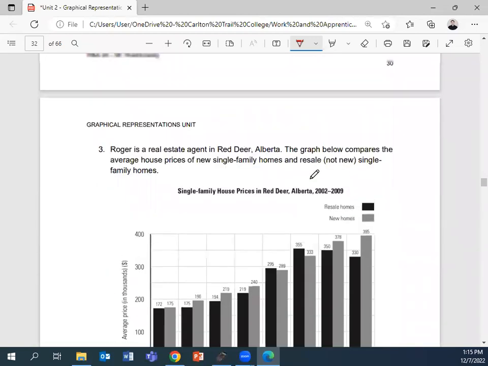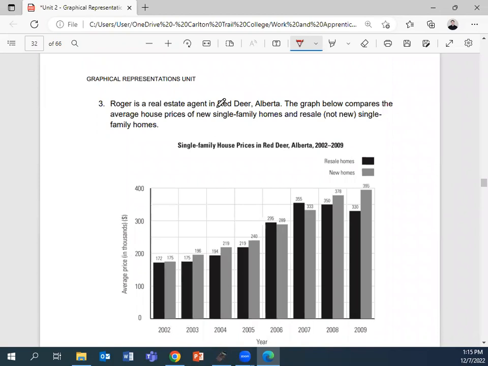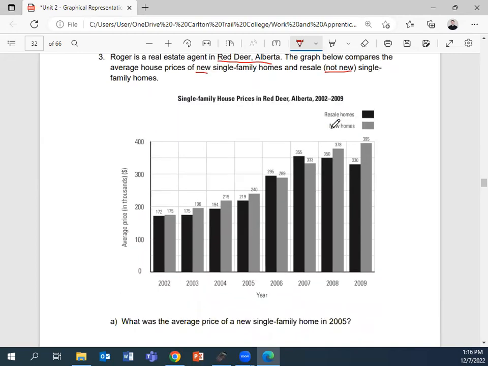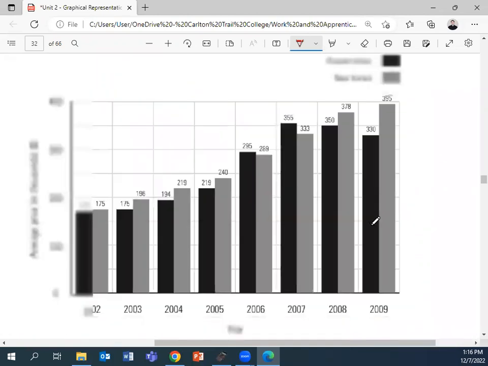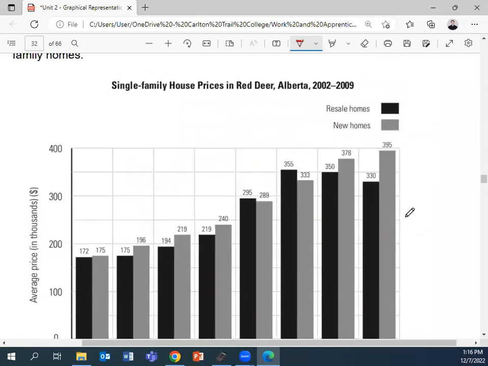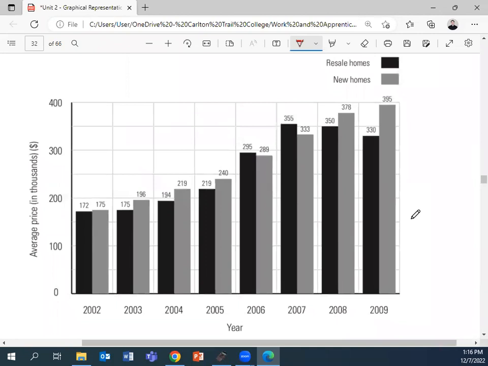On page 31, question 3, Roger's a real estate agent in Red Deer, Alberta. The graph below compares the average house prices of new single-family homes and resale, which are not new single-family homes. So he's comparing new versus not new homes, essentially. What's different about this graph from the other ones we've done is that he's now comparing two sets of data over the same period of time, right?